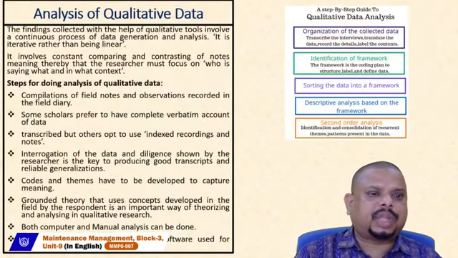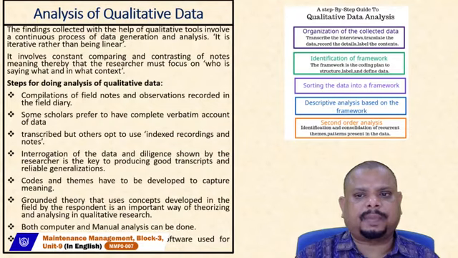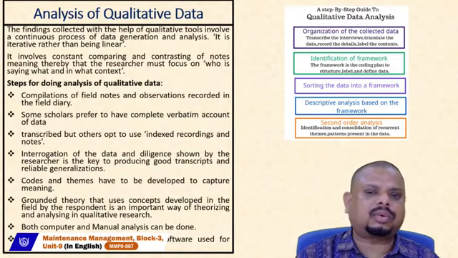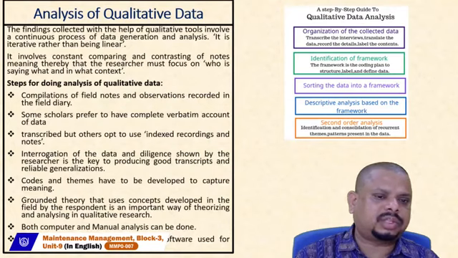Moving to the next one, analysis of qualitative data. In the analysis of qualitative data, first, if you go through the steps of this particular data, we have to understand the different parameters that should be considered by the researchers who focus upon research design and research methods.